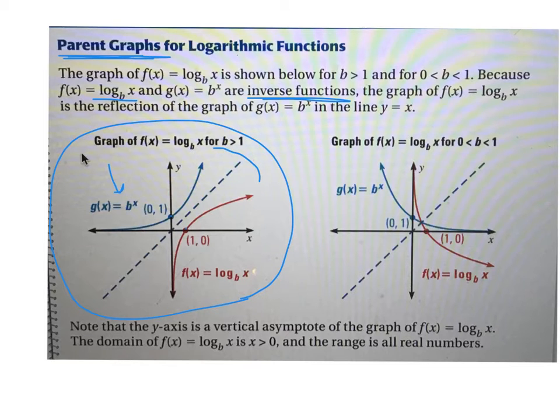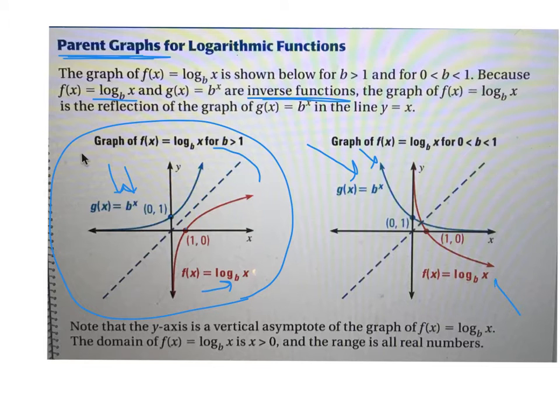Now, that's the case if it's exponential growth, or if your base is bigger than 1. If your b is less than 1, you get exponential decay. It still goes through 0, 1, but it's going down instead of up because it's decay.